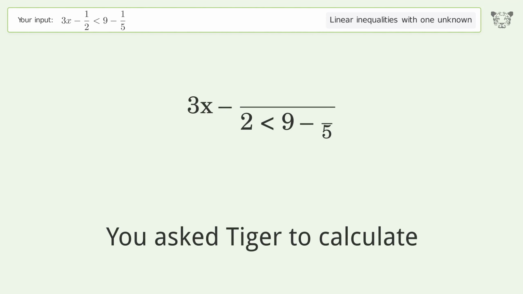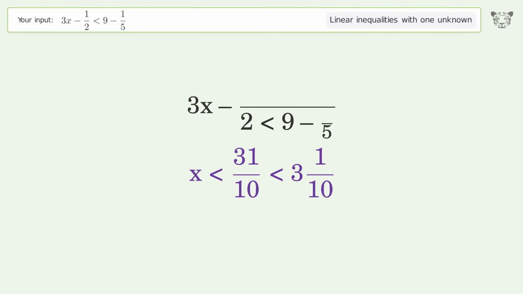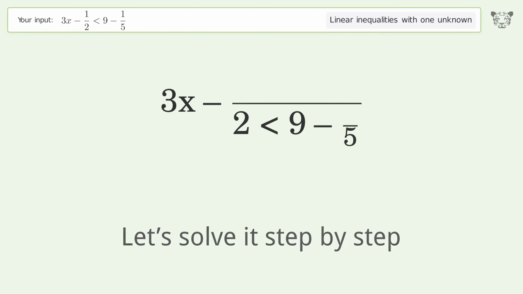You ask Tiger to calculate. This deals with linear inequalities with one unknown. The final result is x smaller than 31 over 10. Let's solve it step by step.